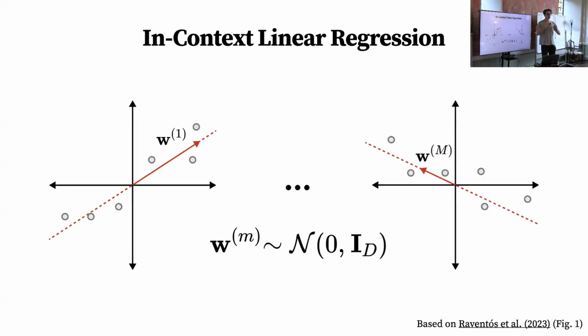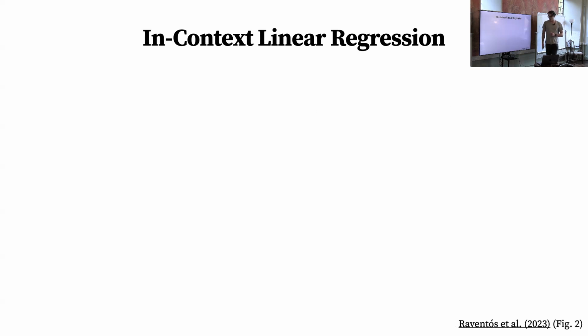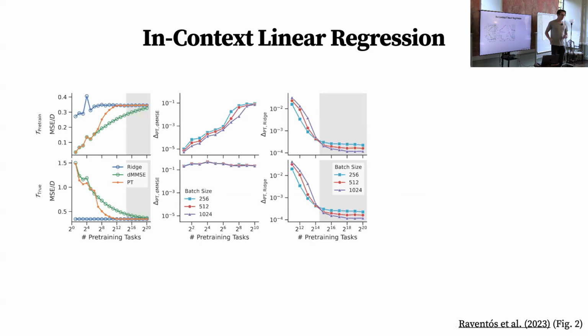Okay, when we train this model, we're not training on just one task, we're training on a bunch of different tasks. We're training on up to big M tasks. So what earlier authors, I'm talking about Reventos et al., looked at is how does the learned transformer vary as you change the number of pre-training tasks, this task diversity M. What they find is a transition between two different kinds of algorithms as you change M.